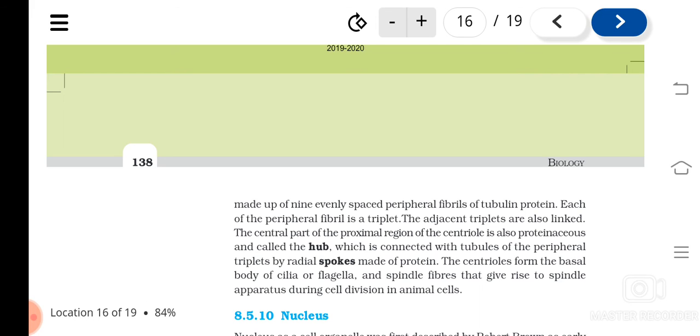Because spindle fibers, what are spindle fibers? They get attached to the chromosomes, and pull the chromosomes to the sides. We will study this in detail in the cell division chapter. Okay, so understood now? So at that time you can remember. Spindle fibers are needed for cell division, and they originate from where? From the centrosome or centrioles.